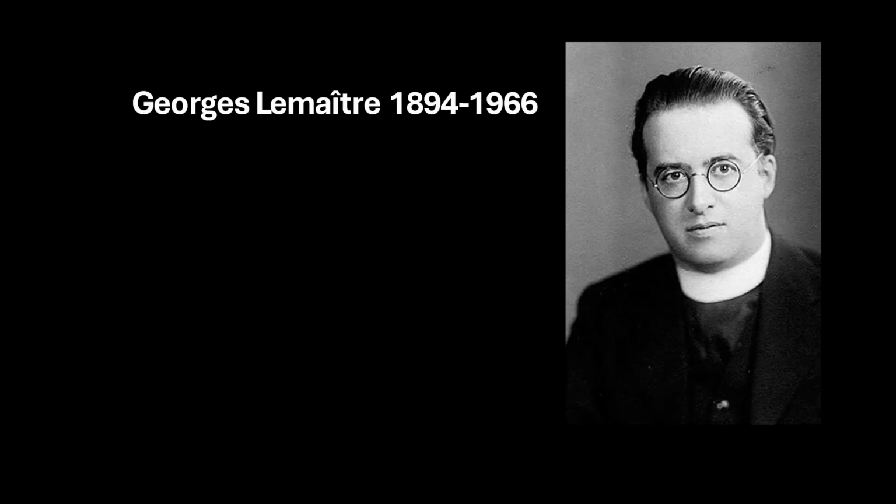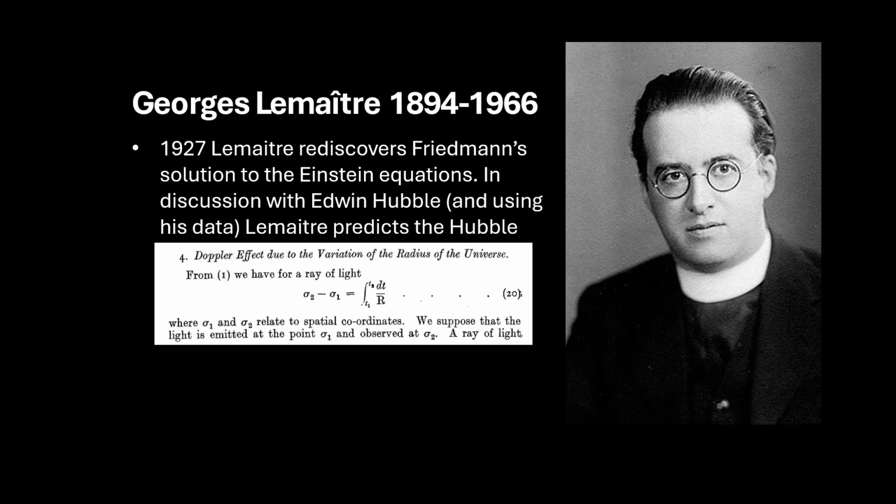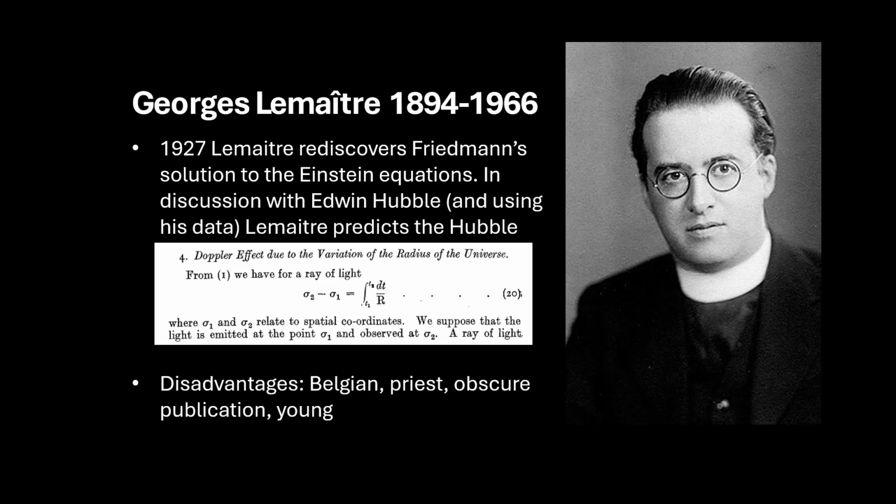Georges Lemaitre, in 1927, rediscovered Friedman's solution to the Einstein equations. In discussions with Edwin Hubble and using his data, Lemaitre predicted the Hubble relation. And here you have that. He had certain disadvantages. He was Belgian. He was a priest. His publication was obscure and he was quite young. However, he did directly meet and interact with Albert Einstein.